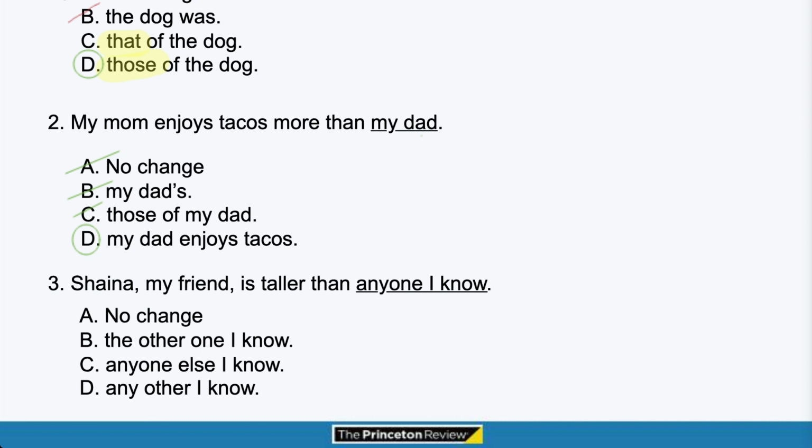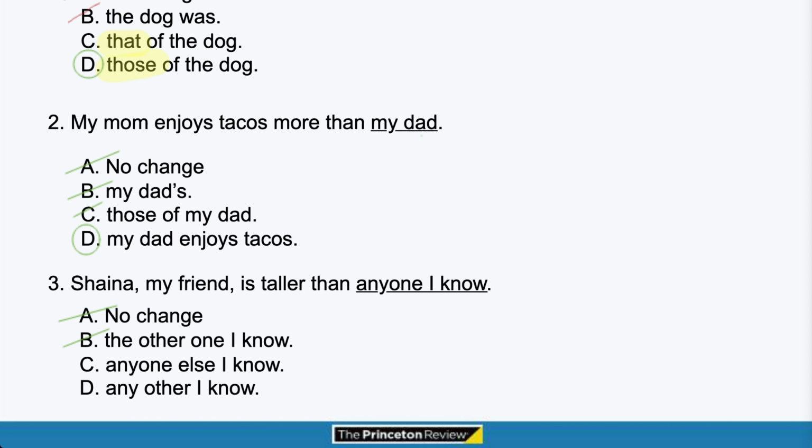But if I know Shayna and anyone I know, that means that she's probably somebody I know, right? If she's my friend, I know her. So we have to figure out which answer choice is going to make this work. So clearly, based on what I just said, choice A won't work because we don't have one of those words, else or other. We need to show that Shayna is part of the pool of people whom I know. So choice B, Shayna, my friend, is taller than the other one I know. The other one, what? That doesn't exactly answer this correctly here. So we can get rid of that.